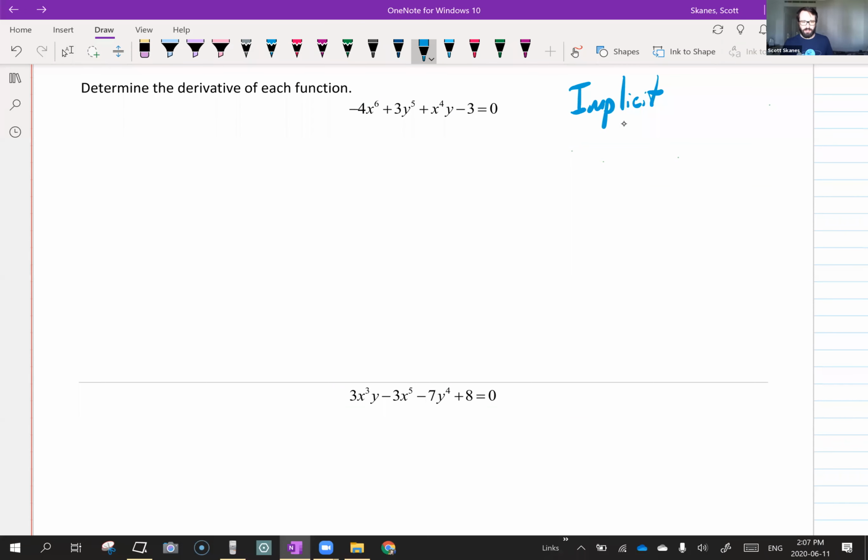It's implicit, exactly. The reason it's implicit, same thing I always say. There's a y mixed in with the x's. There's a y in the middle. It's not solved for y. That's a problem. And when I look at this question, I see this is okay, this is okay. This is going to be a product rule because there's an x and a y multiplied together.